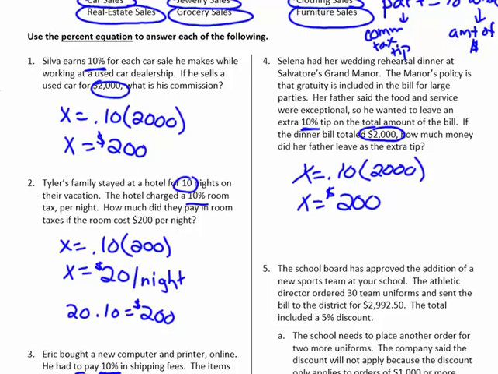So we just went through 4 examples where we're doing the same thing, but it was in 4 different types of situations. We had a tax, we had shipping fees, we had commission, and we had gratuity. But it's all done the same way.